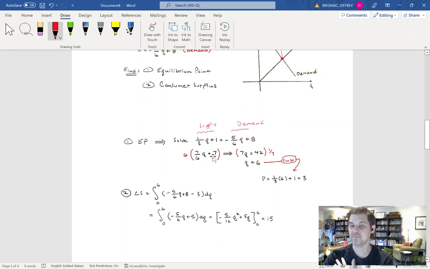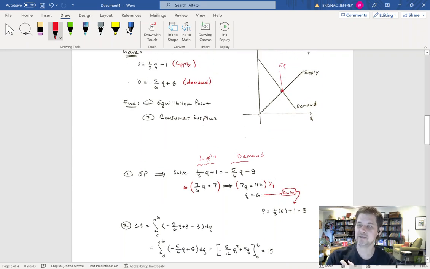Then I multiplied both sides by 6, and I got 7q is equal to 42. Then I divided both sides by 7. I got q was 6. So that says that this right here is 6. That's like the x-coordinate, so to speak.